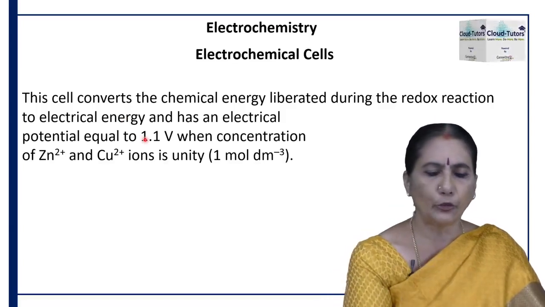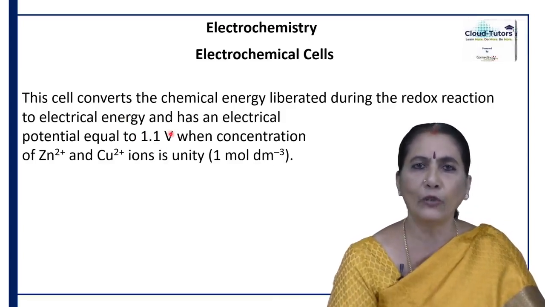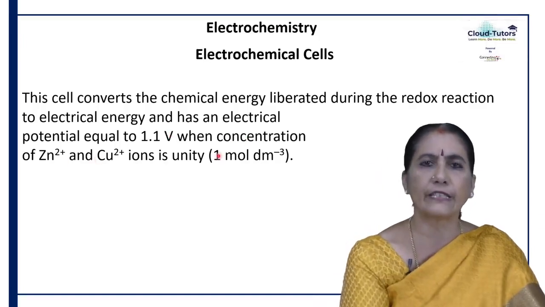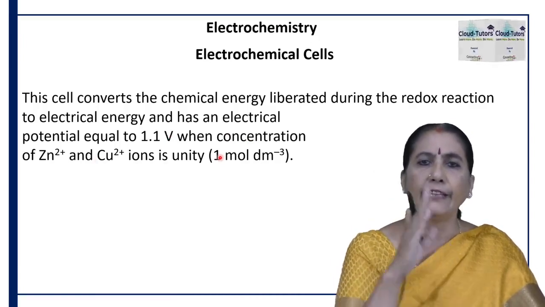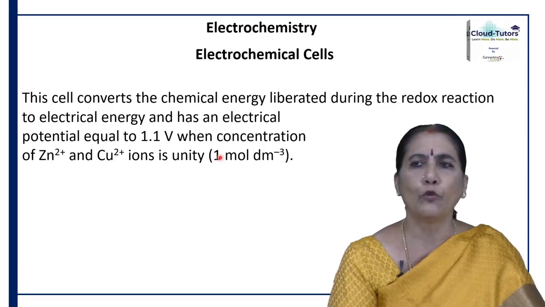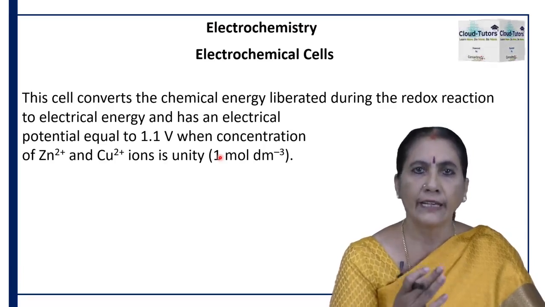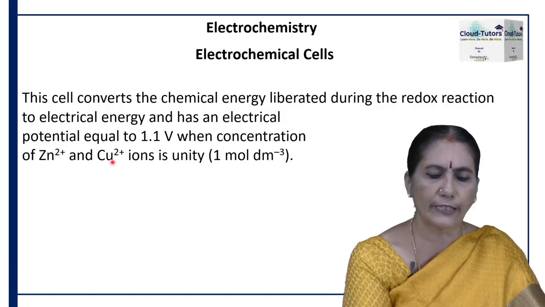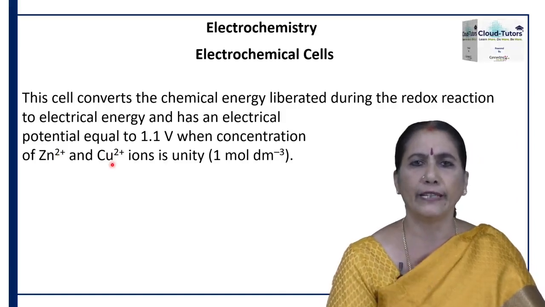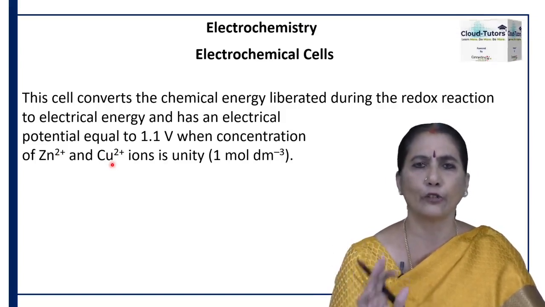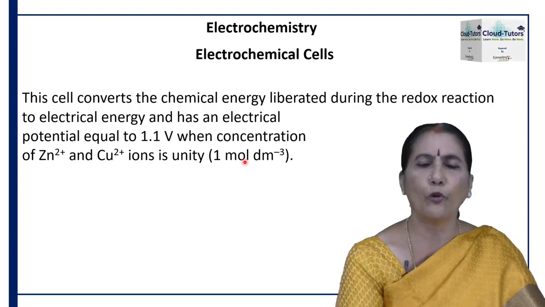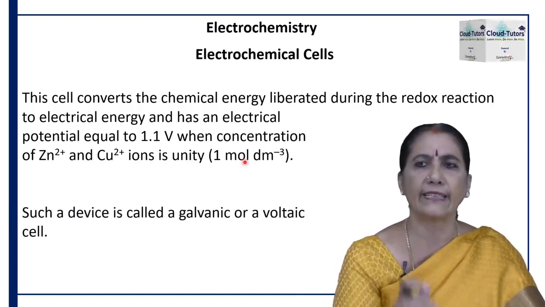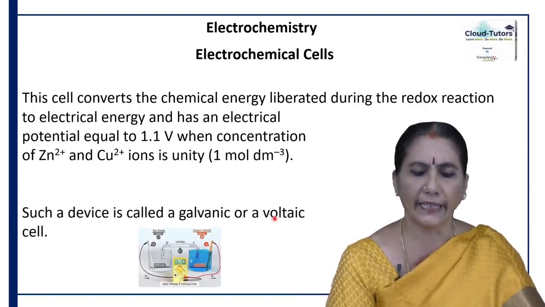If you find the value to be exactly 1.1 volt, that means the 1.1 volt is generated only when the concentration of the zinc sulfate and the copper sulfate is equal to what is called unity. That means the concentration of the ions, especially the zinc 2 plus ions and copper 2 plus ions, is equal to unity. That means the concentration of the solution is 1 mole per decimeter cube. Such a device is always referred to as a galvanic cell, otherwise called a voltaic cell.